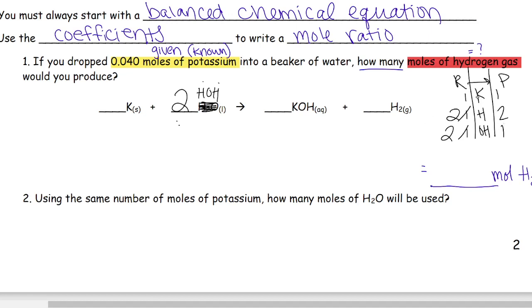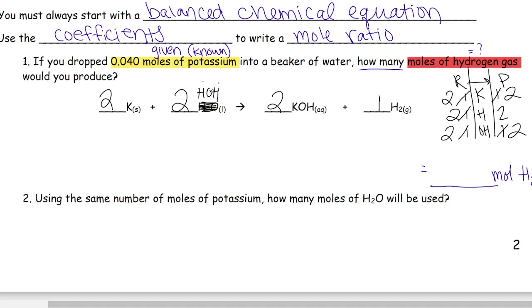Now my hydrogens are balanced, my potassiums are still good, but my hydroxides are not. So on the product side, in front of the compound that contains hydroxide, I'm going to use a 2. 2 times 1 potassium changes that to 2 now, and then 2 times 1 hydroxide is 2. Where would my last coefficient go? 2 in front of K, and then once everyone is balanced, I can put a 1 right there.